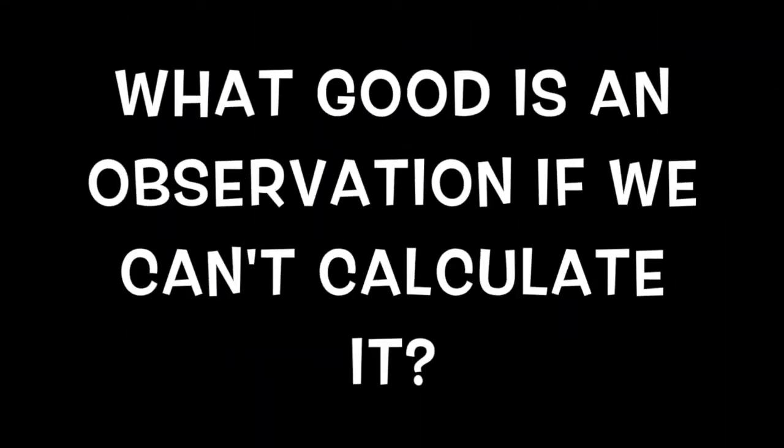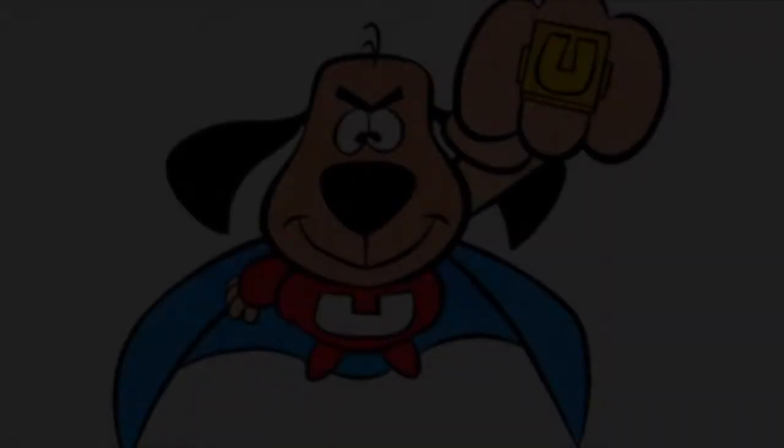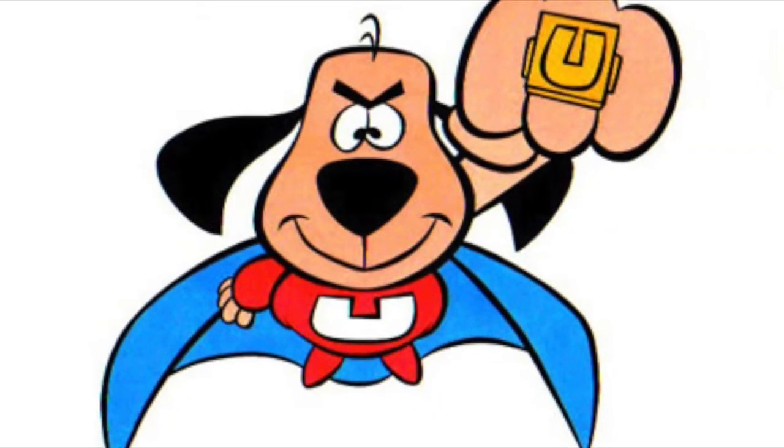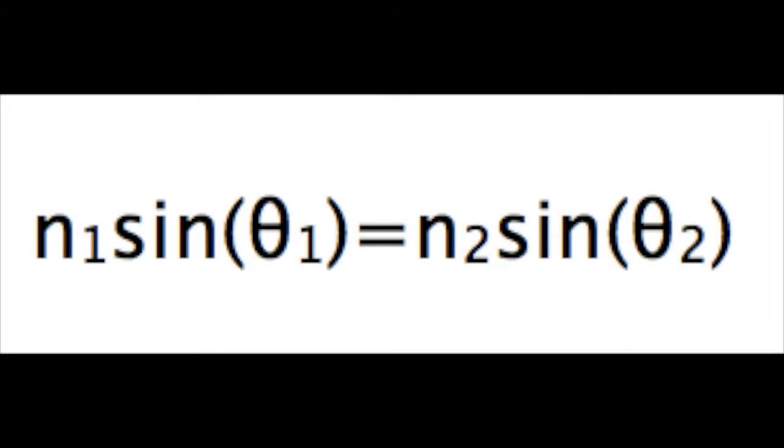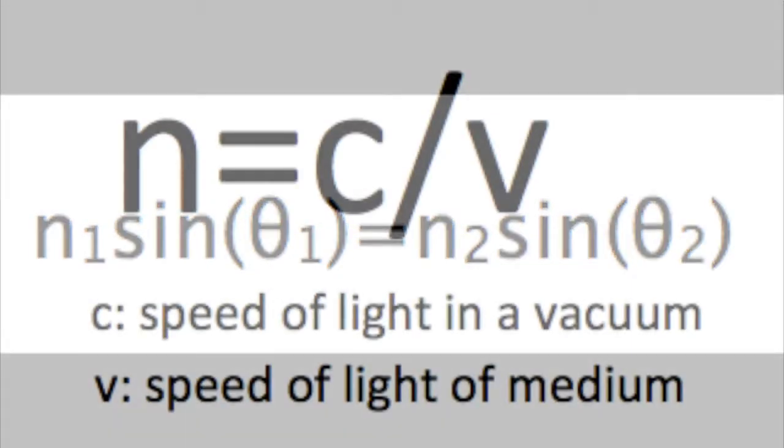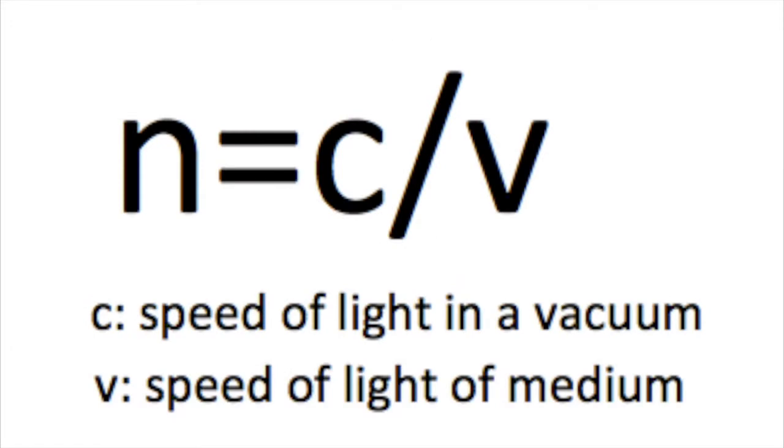What good is an observation if we can't calculate it? Do not fear, the answers are here. We can calculate the shift in the path of light or the speed of light in the different mediums with Snell's law. Snell's law is n1 sine theta 1 equals n2 sine theta 2. N stands for the speed of light in a vacuum over the speed of light in the medium. Therefore, the bigger the n, the slower the light is.